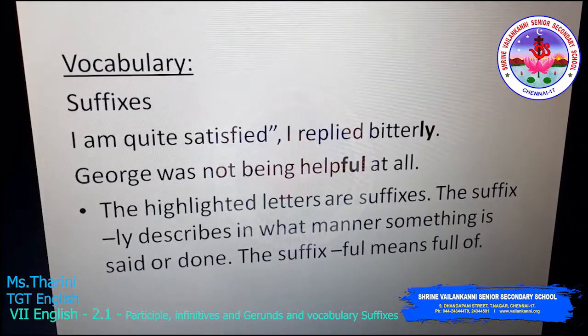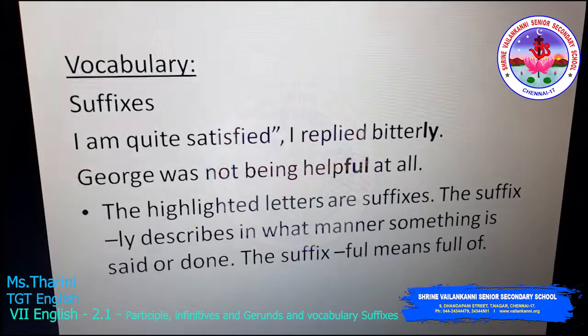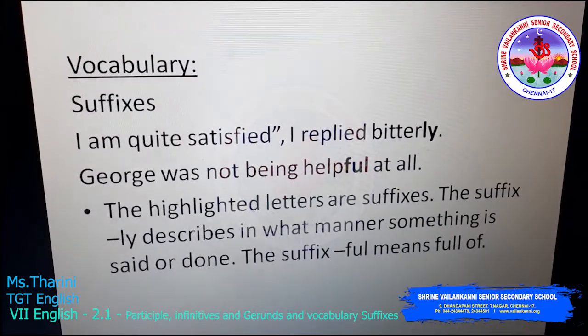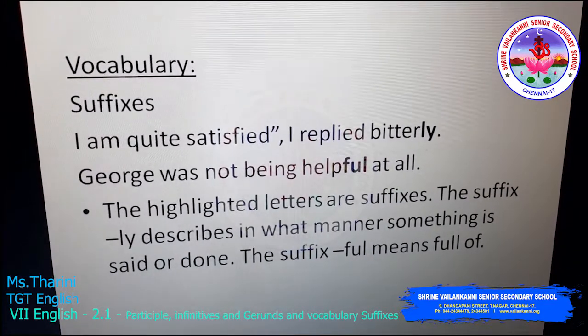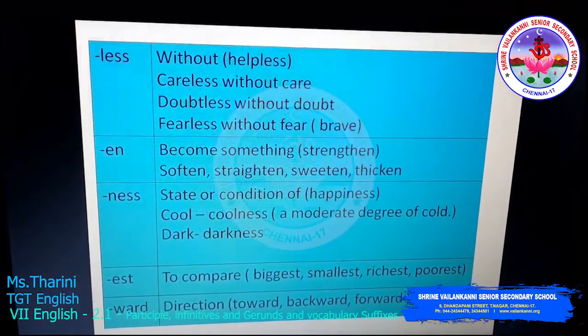Throughout the day he was not helpful. He didn't even help once. I'm quite satisfied, I replied bitterly. How did I reply? Bitterly. Yes. So these are some examples.